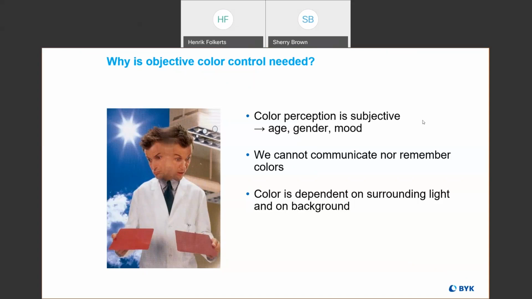And color is also dependent on surrounding light and background. So there are a lot of things that need to be controlled for in order to have objective color viewing or color evaluation, things like the light source, the light level, the illuminant, as well as the ambient colors. So objective color control is needed for all these reasons.